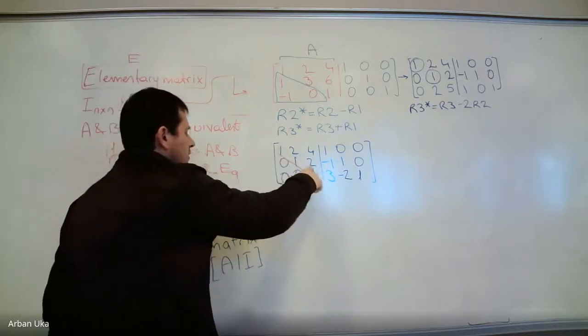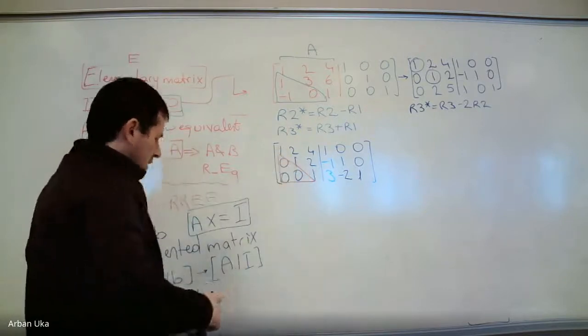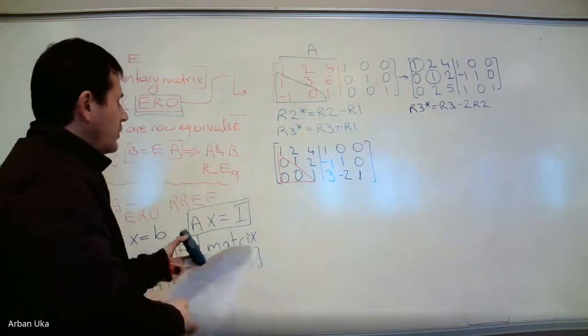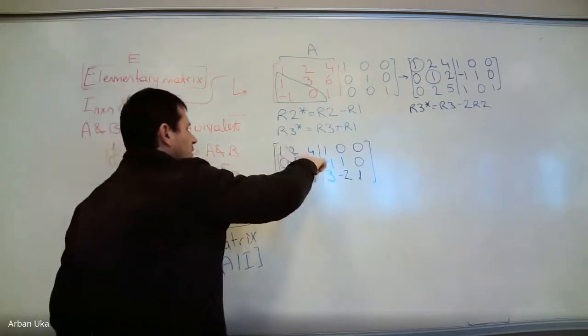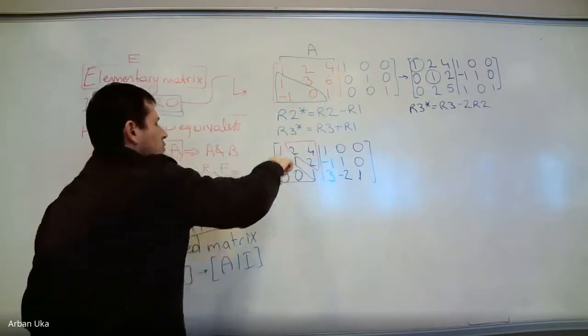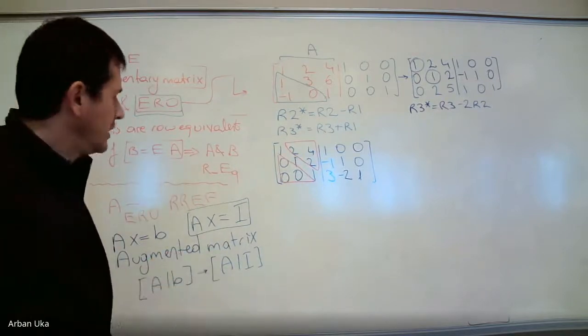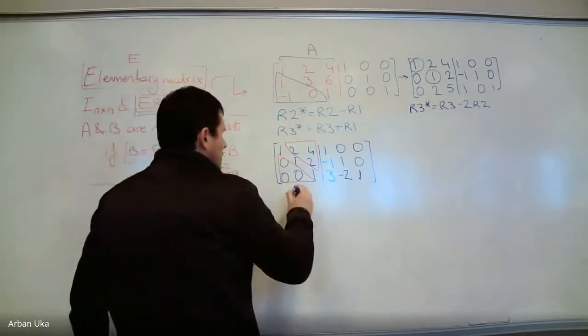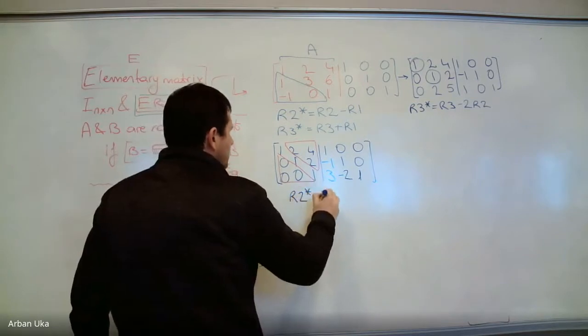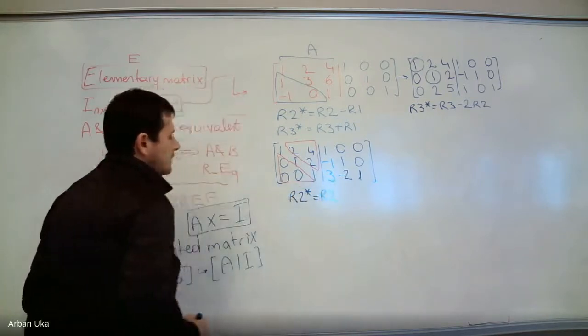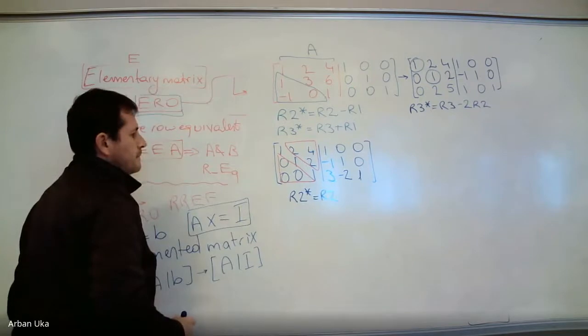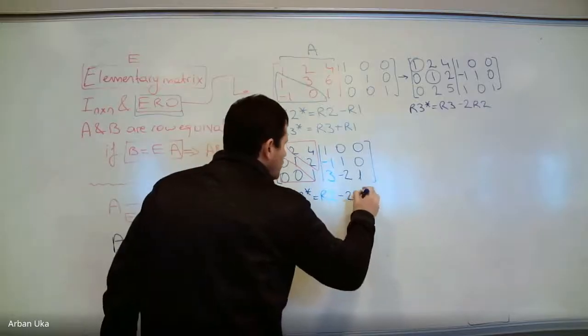So these zeros, we got them, we are good. And then we want to make zeros above the diagonal. So this is what we should do next. And how can we do this? Row 2 star is equal to what? Minus 2 row 3. That's correct, minus 2 row 3.